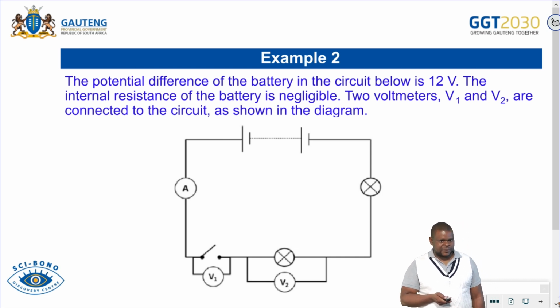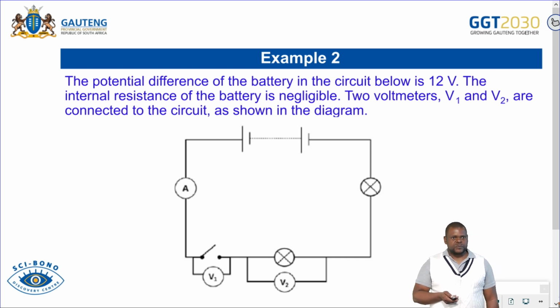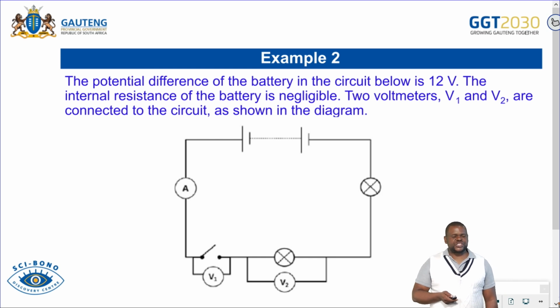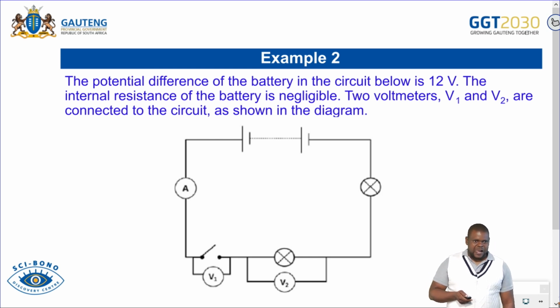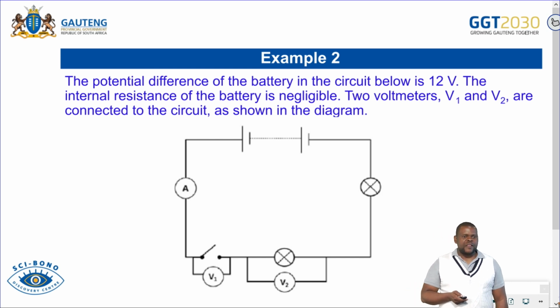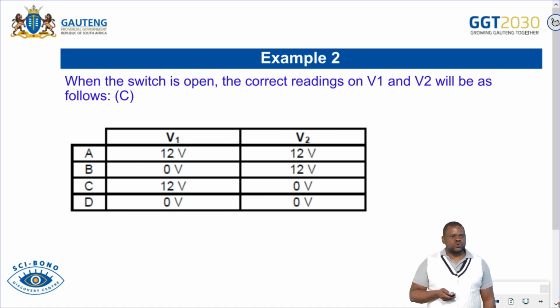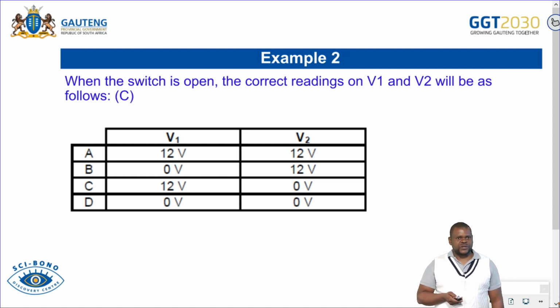The second example says, the potential difference of the battery in the circuit below is 12 volts. The internal resistance of the battery is negligible, which means we're going to ignore it. Two voltmeters, V1 and V2, are connected to the circuit as shown in the diagram. We can see voltmeter 1 is connected under the switch, and voltmeter 2 is connected under the first bulb. Remember, the bulb is the one that's going to give us what? The resistance. Okay, now we have four options to choose from. The question says, when the switch is open, the correct reading on V1 and V2 will be as follows.